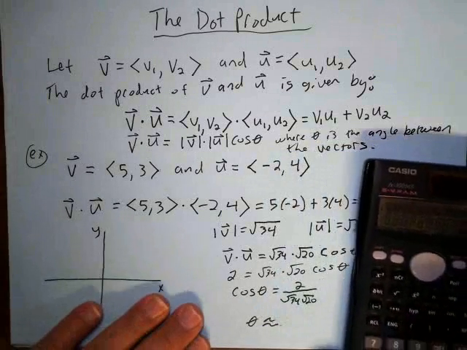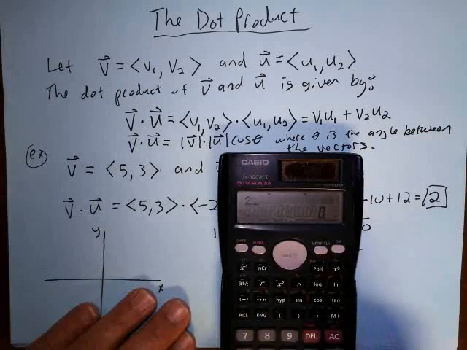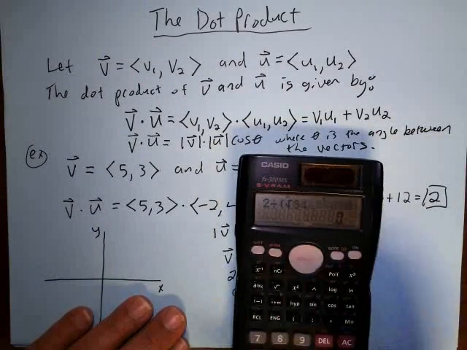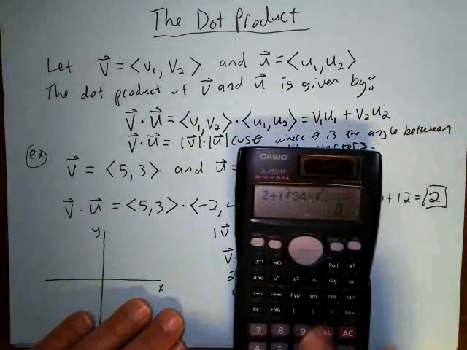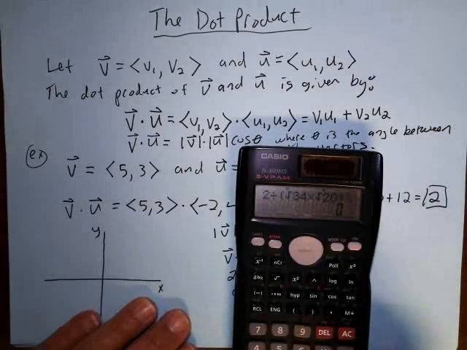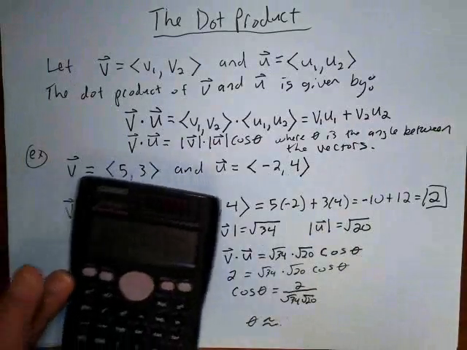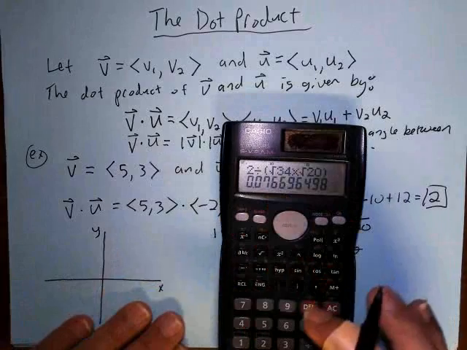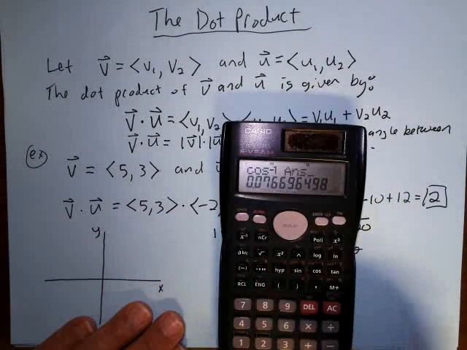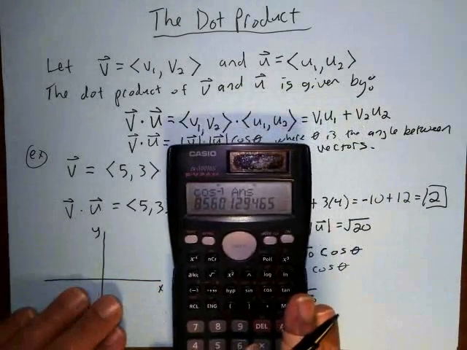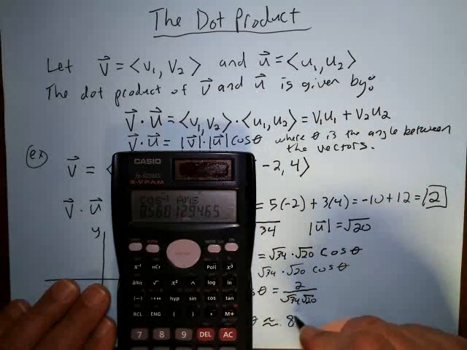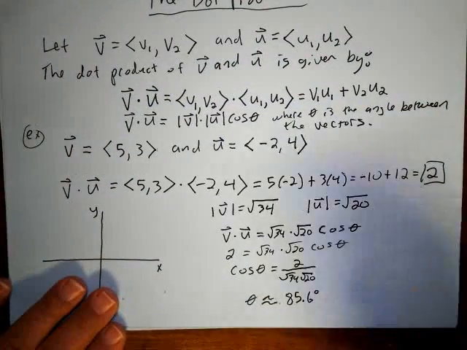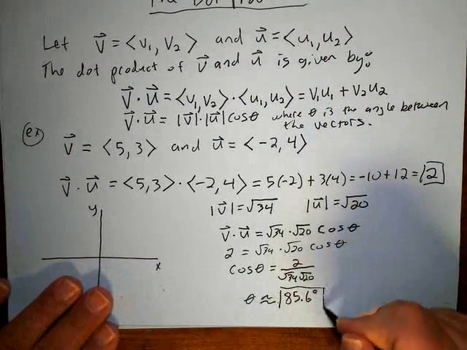So maybe what I'll do is I'll take 2 divided by, and then in parentheses here, I'll do square root of 34 times the square root of 20. And I'll get all of that. So that's everything over here. And now I'm going to take the inverse cosine of that. So second cosine of the answer. And I get 85.6 degrees. And this would be the angle between the two vectors.